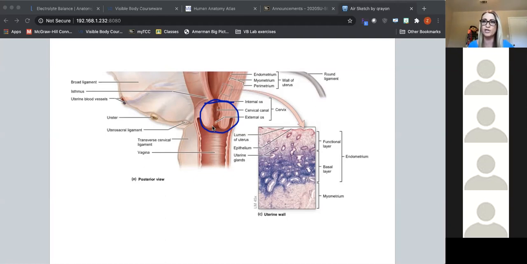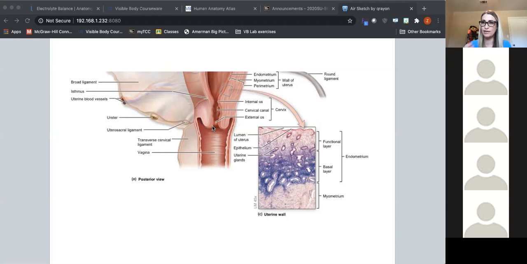But there's normal production of cervical mucus. That's another thing that women chart if they chart their cycle. The thickness of the mucus tells you how fertile you are. But then during pregnancy, it's very thick and creates this plug. Okay.